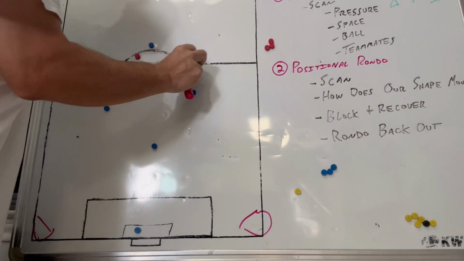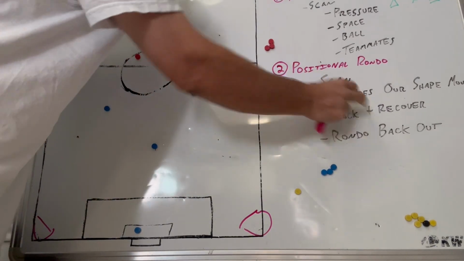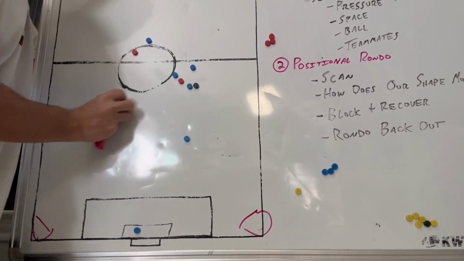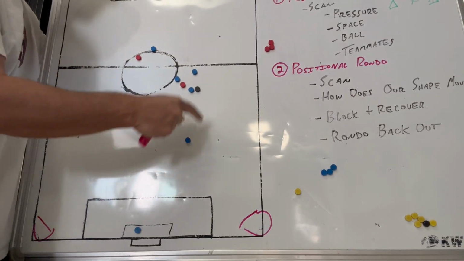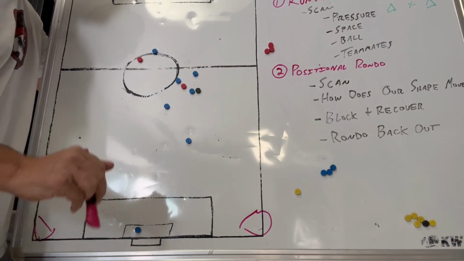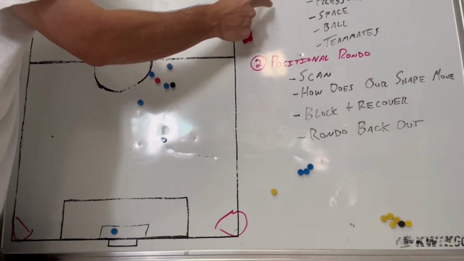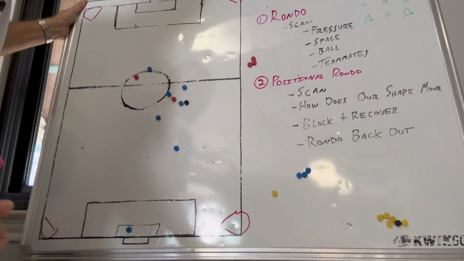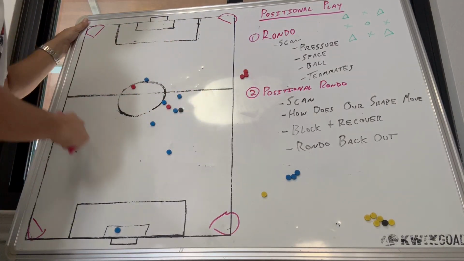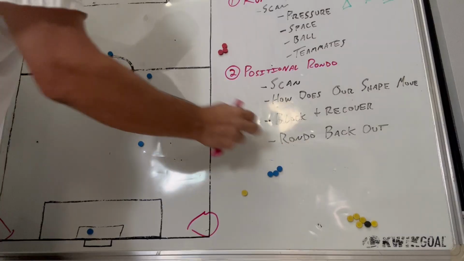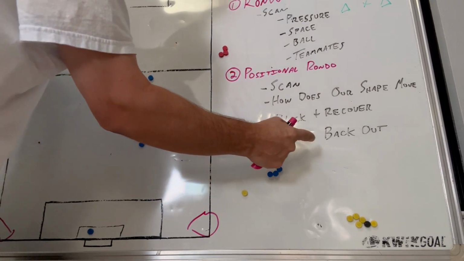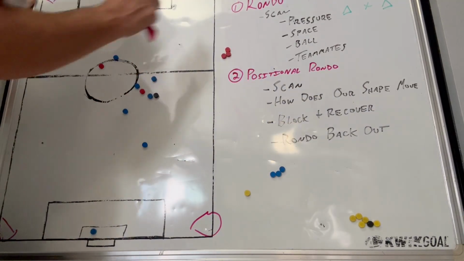If we have blocked or prevented that shot, now we have to recover it back. And now we've recovered it back, but we have a problem. We used to be big and spread out, and now we are all jumbled up. Good thing we started this practice with rondos. Good thing we've been working on possession. So while we're jumbled up, can we stay calm, cool, and collected? And can we rondo back out into our shape?